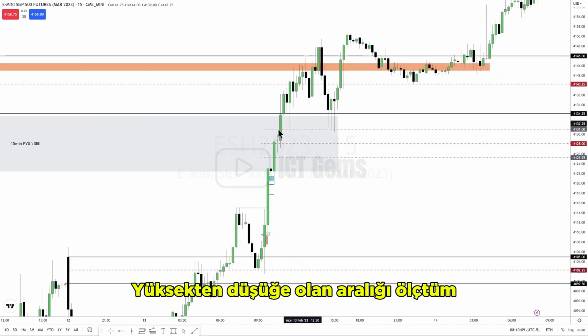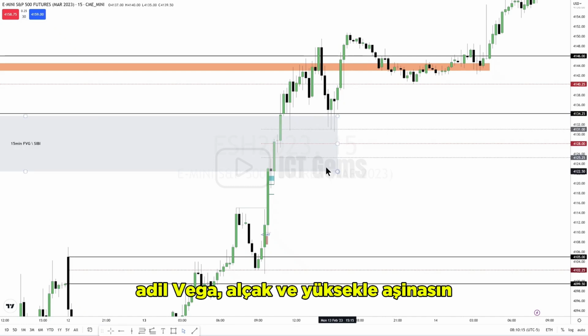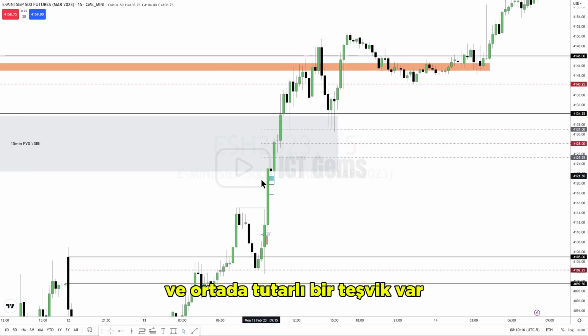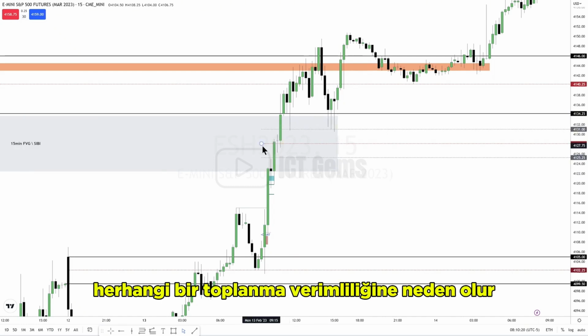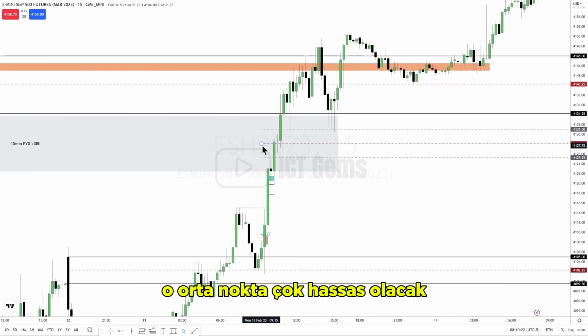So what I've done is I've measured the range from the high to the low of that 15-minute fair value gap. You're familiar with the low and the high, and in the middle is consequent encroachment, because in any gap or inefficiency, that midpoint is going to be highly sensitive.